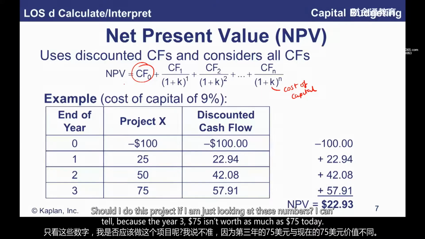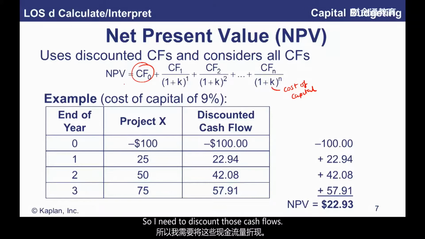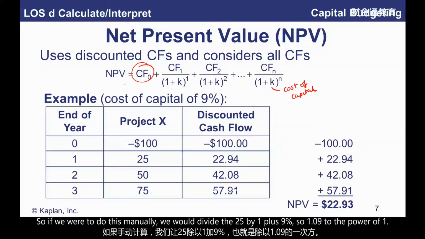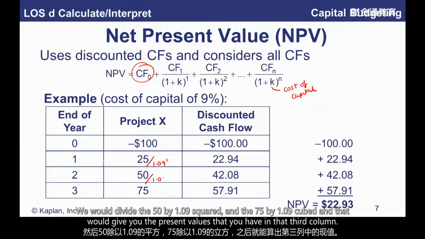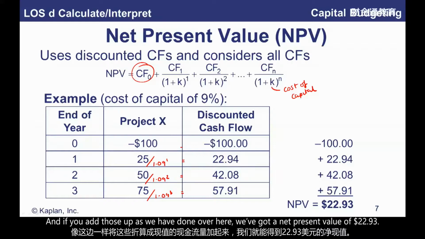Well, if I'm just looking at those numbers, I can't tell, because the year 3 $75 isn't worth as much as $75 today. So I need to discount those cash flows. So if we were to do this manually, we would divide the 25 by 1 plus 9%, so 1.09 to the power of 1. We would divide the 50 by 1.09 squared and the 75 by 1.09 cubed, and that would give you the present values that you have in that third column. And if you add those up, as they've done over here, we've got a net present value of 22.93.